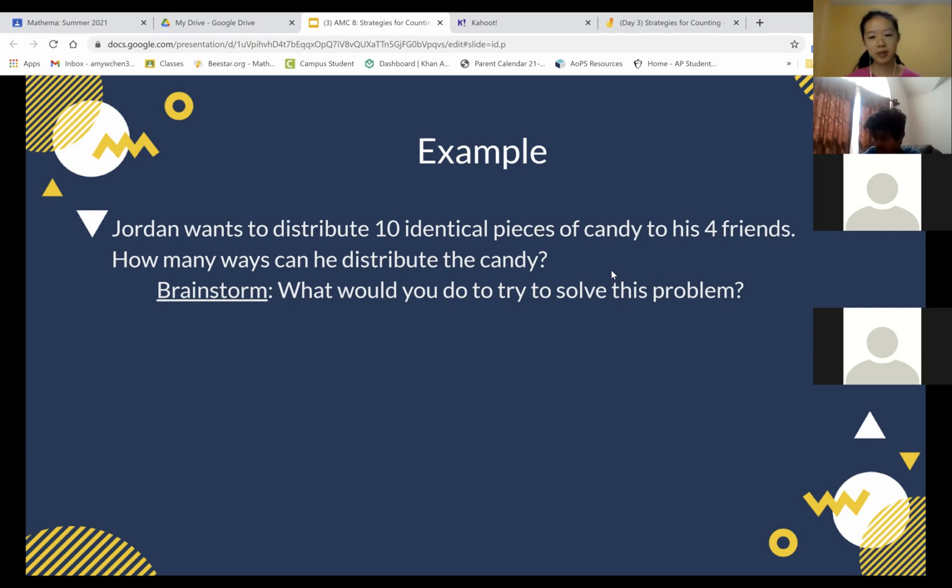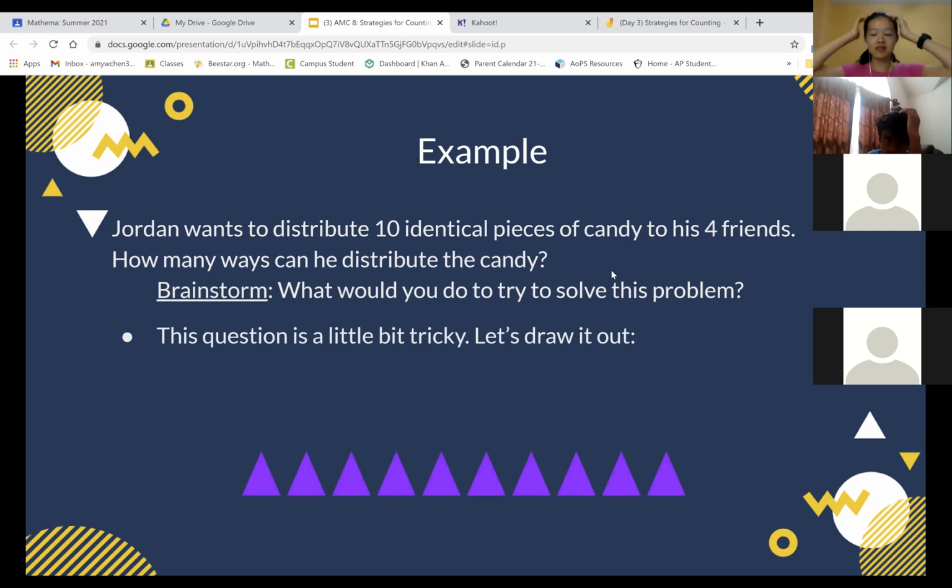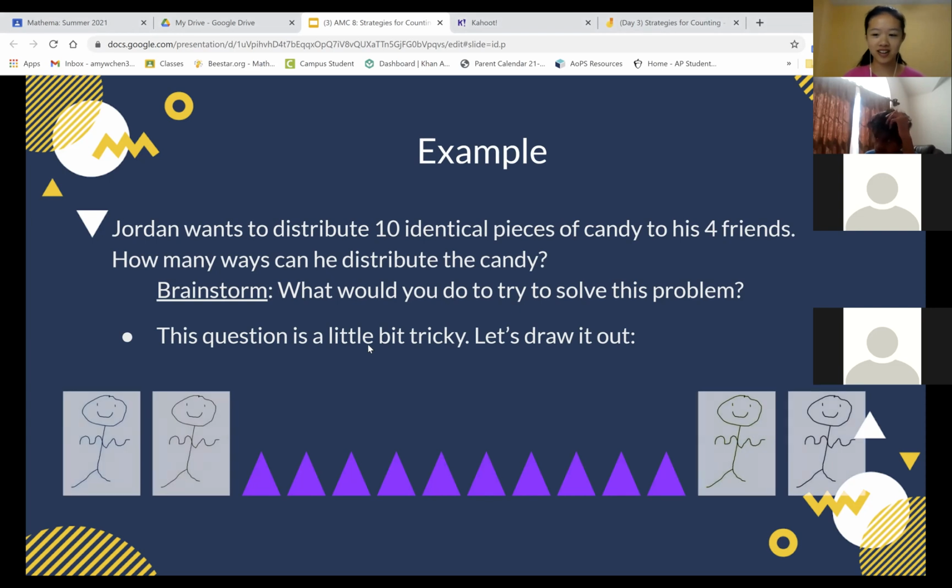And here's the thing, you guys might think, oh, we could just do 10 choose 4. That actually won't work, because in this case the candy is being distributed to the 4 friends, so you can't do it with normal combinations. So I'm going to draw it out and walk you guys through how the sticks and stones strategy works. So we have these 10 pieces of purple triangle candy, and we've got our 4 friends.